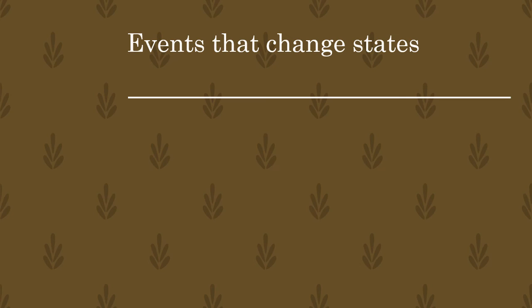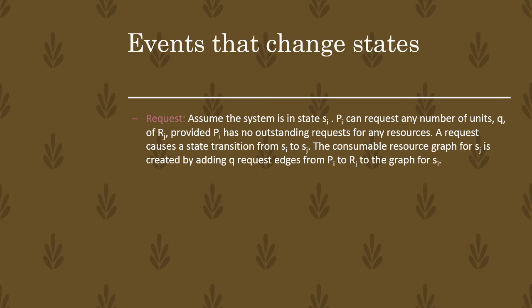Events that change states. Request. Assume the system is in state Si. Pi can request any number of units Q of Rj provided Pi has no outstanding requests for any resources. A request causes a state transition from Si to Sj. The consumable resource graph for Sj is created by adding Q request edges from Pi to Rj to the graph for Si.